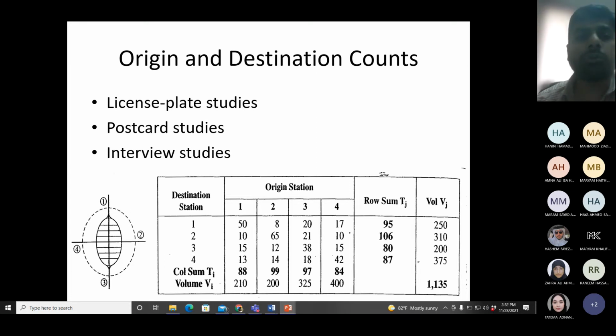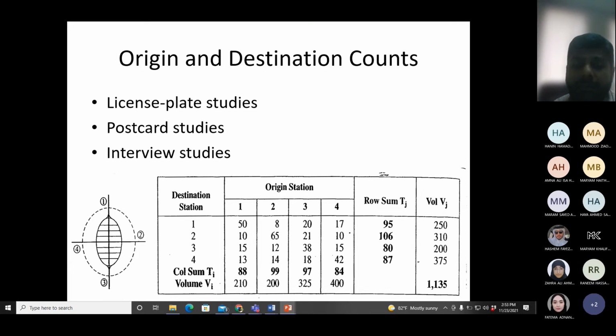So people are going into these zones, and the columns are showing the zones as origins. So people are coming out of these zones. For example, the first number in the matrix is 50. For number 50, the first column, first row, the origin is zone 1, destination is also zone 1. So this guy did not go out of his zone for his trip. These 50 guys did not go out of their zone for their trip.